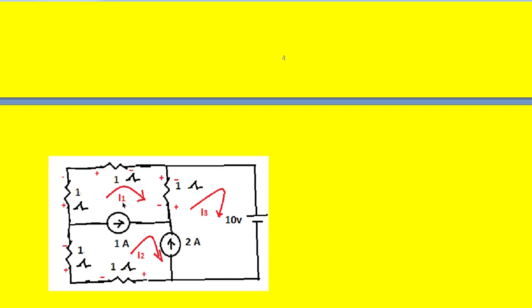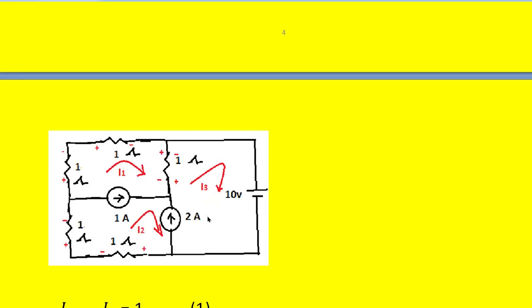Loop 1 current we are assuming here as I1, flowing in the clockwise direction. Similarly, loop 2 current we are assuming as I2, flowing in the clockwise direction. Coming to loop 3, its current is also flowing in the clockwise direction, and we are assuming it as I3. And then we have to assign the voltage polarity across each element.